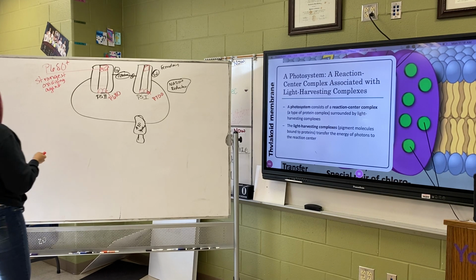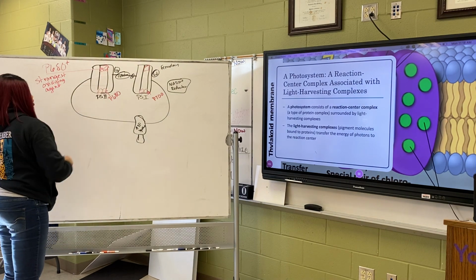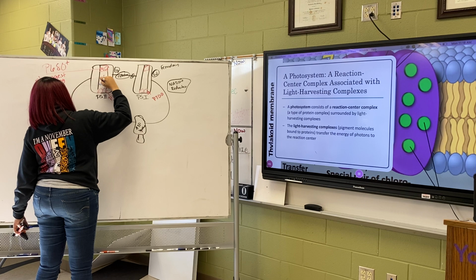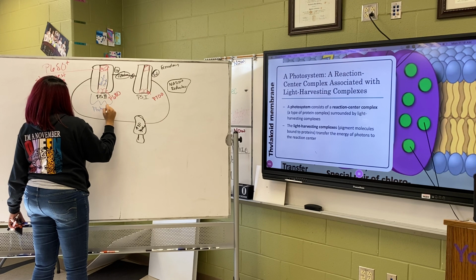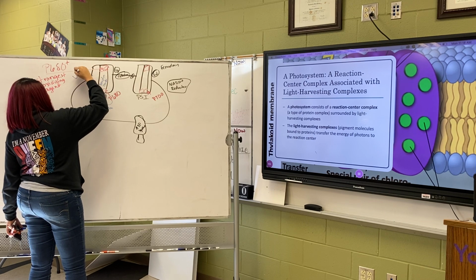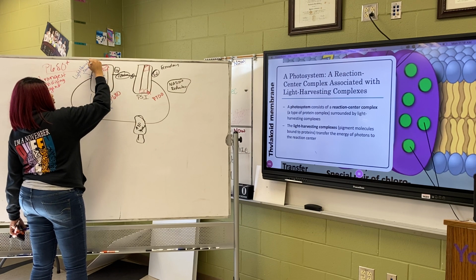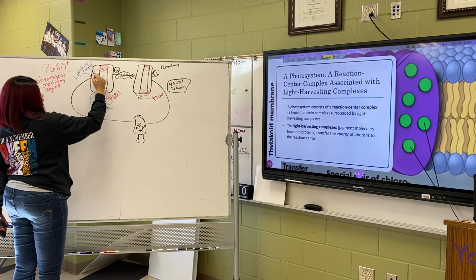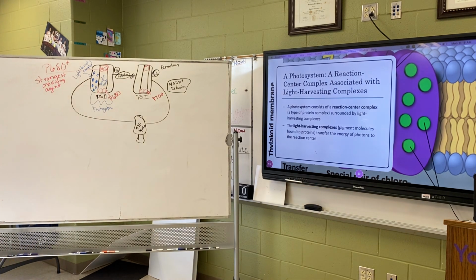All right, so in the photosystem, this is the reaction center, okay? So this part right here is called the reaction center. Remember, the whole thing is a photosystem, right? So this center part is called the reaction center, and this part right here is called the light harvesting complex. So guess what it's going to do? Harvest light. And it does that by having these pigment molecules, right? So these pigment molecules are located in the light harvesting complex.